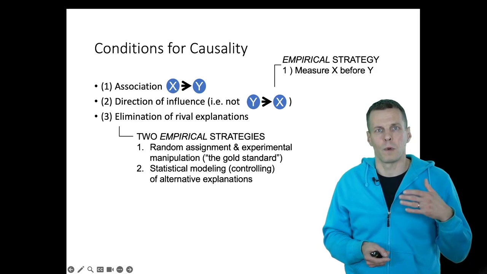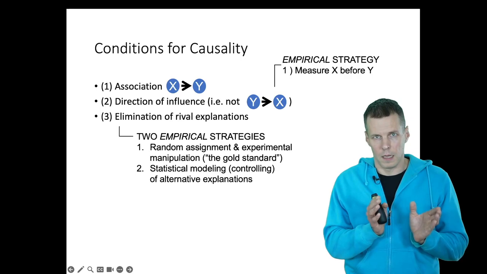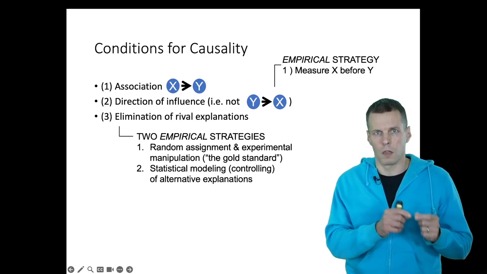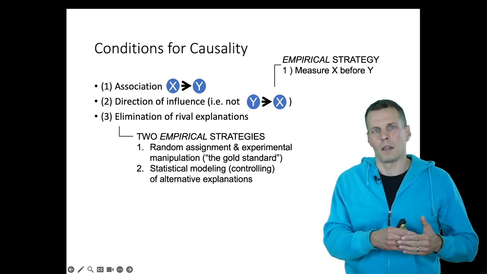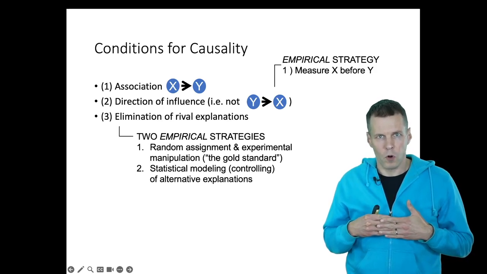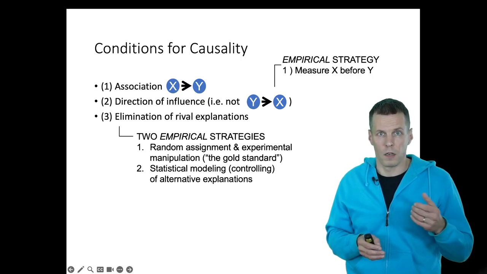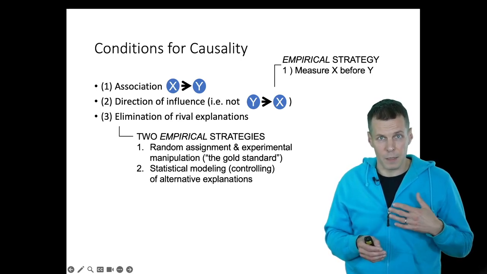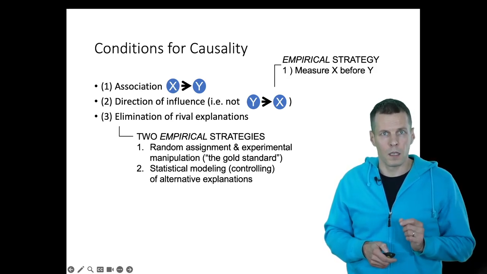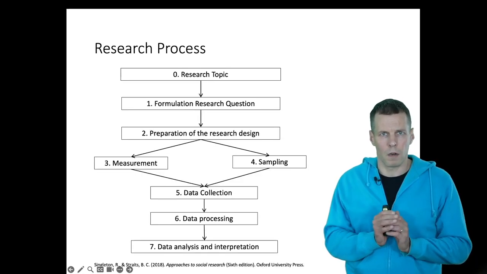So, for example, if we want to control for the alternative explanation that the correlation between CEO gender and profitability is not because women are better leaders, but because certain industries tend to hire women more, then we would construct a statistical model that includes CEO gender and industry as explanatory variables, and then profitability as the dependent variable. Another thing that quantitative researchers are really focused on, or two other things, are measurement and sampling.